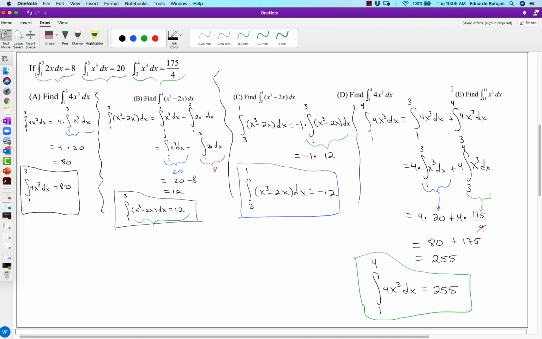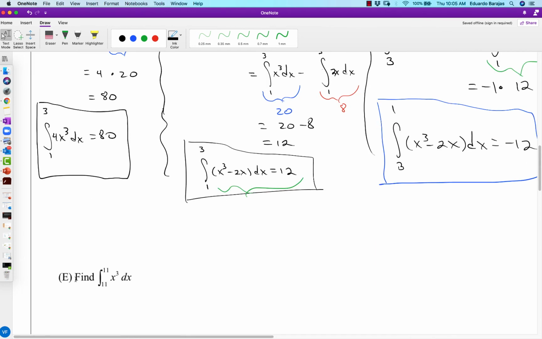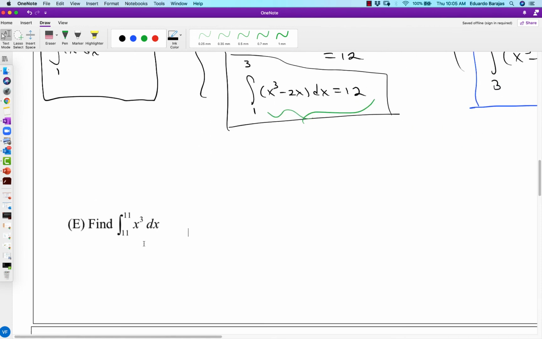Okay, finally, we got to answer part E, and I'm running out of space here, so I'm just going to move that question over here. And let me zoom into here. Okay, the integral from 11 to 11 on x to the third power dx.